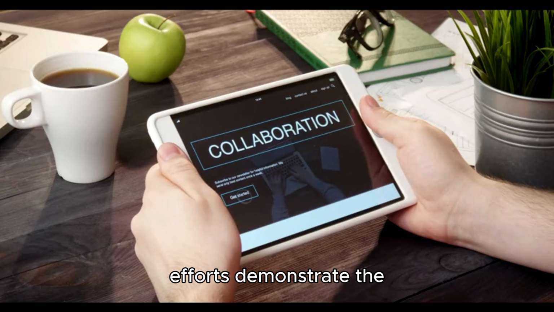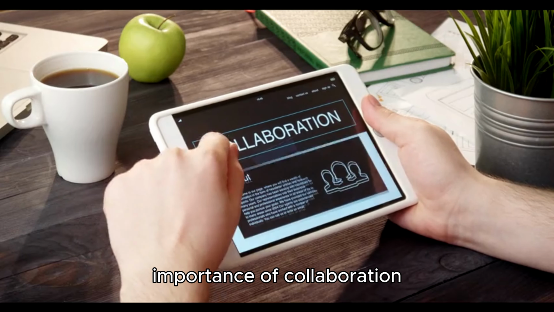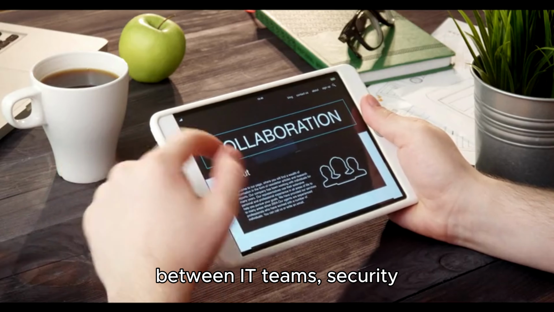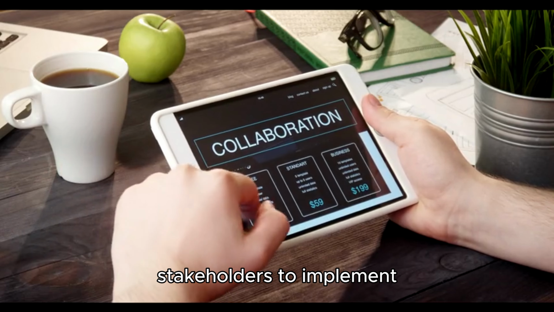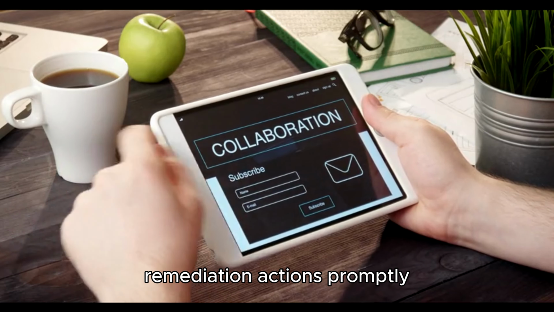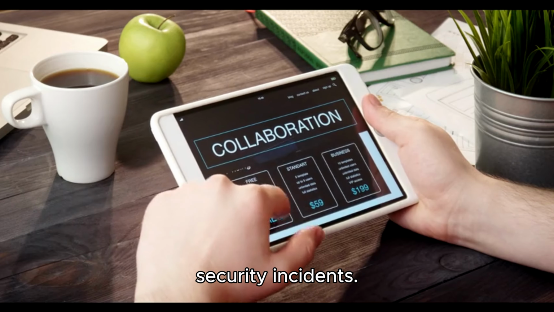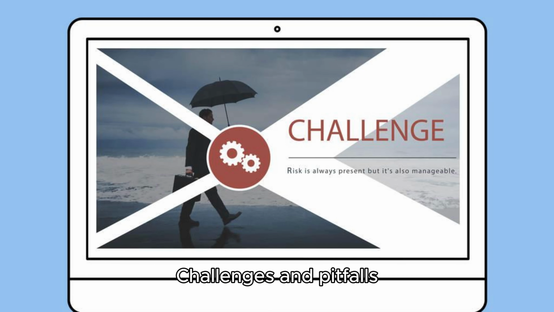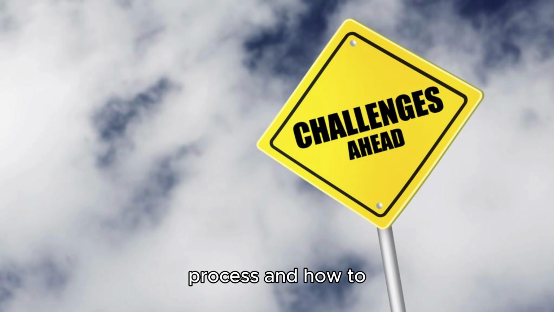Successful remediation efforts demonstrate the importance of collaboration between IT teams, security personnel, and business stakeholders to implement remediation actions promptly and minimize the impact of security incidents. Challenges and pitfalls in the remediation process and how to overcome them.